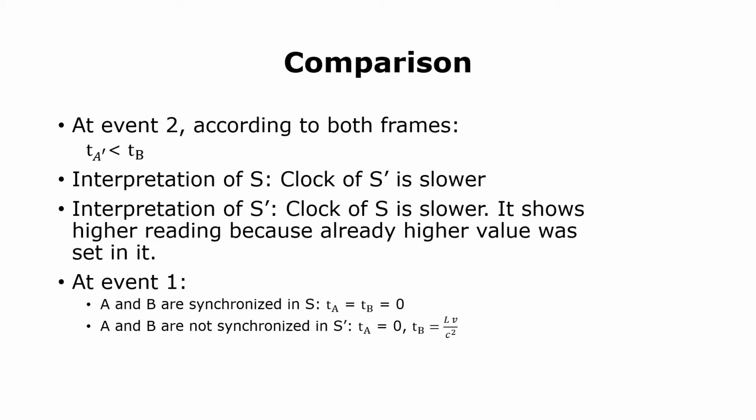This means that at event 1, S has synchronized its clocks A and B. S has set reading 0 to all its clocks, including clocks A and B. Synchronization of two clocks means that we set the same reading in both the clocks. At event 1, both A and B are set to 0 according to frame S, but they are not synchronized according to frame S prime. Instead, at event 1, clock A's reading is set to 0, but clock B's reading is set to LV divided by C square according to frame S prime.